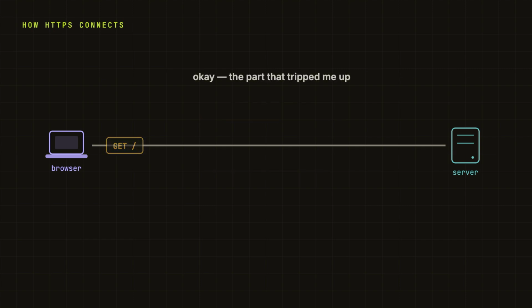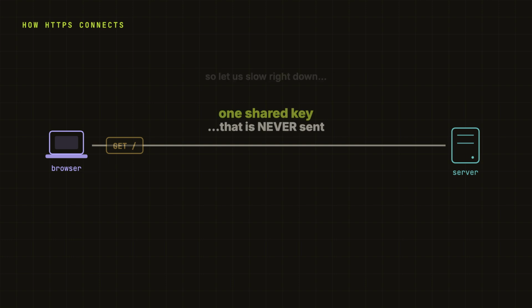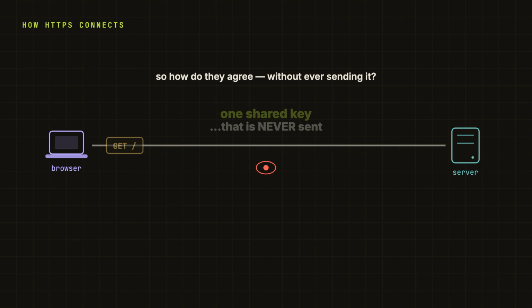Okay, here is the part that genuinely tripped me up. So let us slow down right now. In a minute, both sides are going to end up sharing one secret key. And that key never once crossed the network, which sounds impossible, right? They are shouting across an open pipe that anyone can read. So how do they both end up with the same secret without ever sending it? Because the moment you send a secret across, it is not a secret anymore.